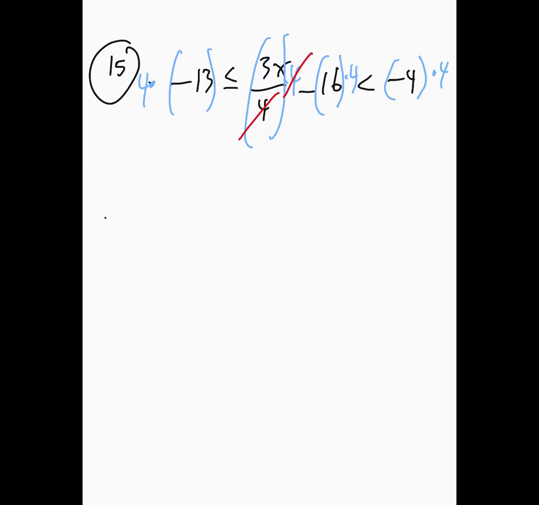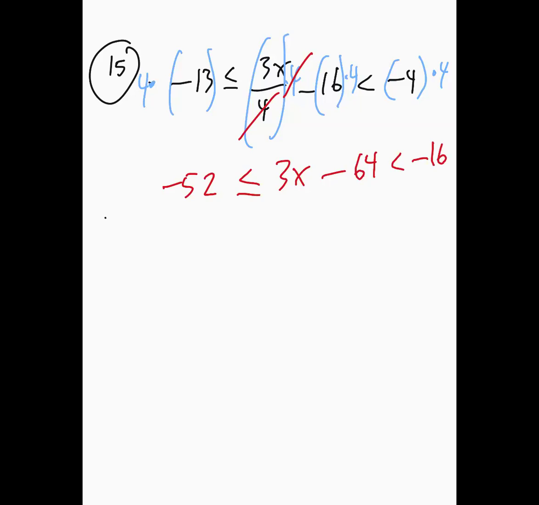And then 3x is by itself now. And who knows what 16 times 4 is? Is it 27, 32, 96, or 64? 64. And then what is negative 4 times 4? Negative 16. So there we go. And now we have to get x by itself. So we need to knock out the negative 64 that we have. We do that by adding 64 to all 3 sides.